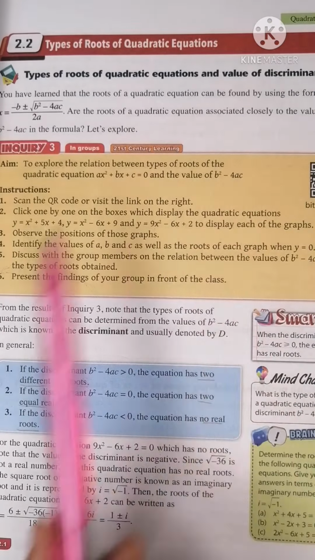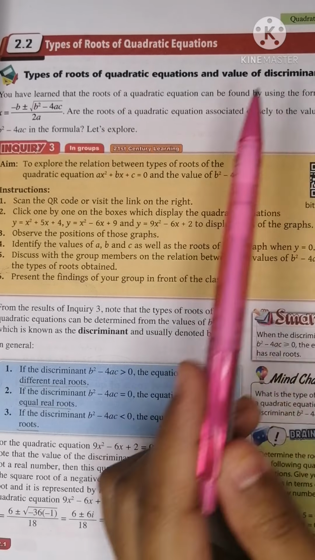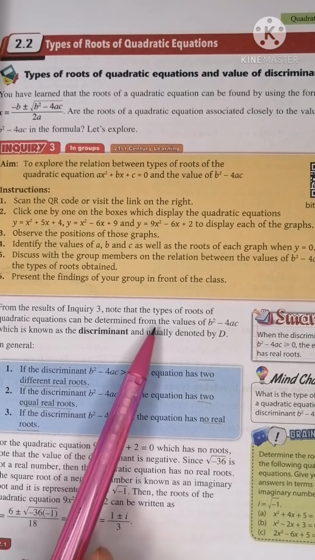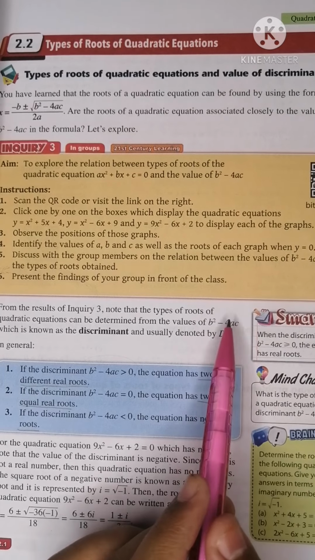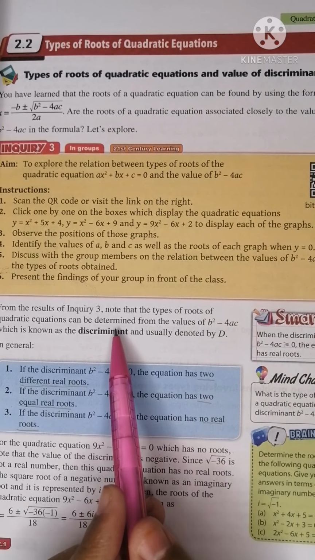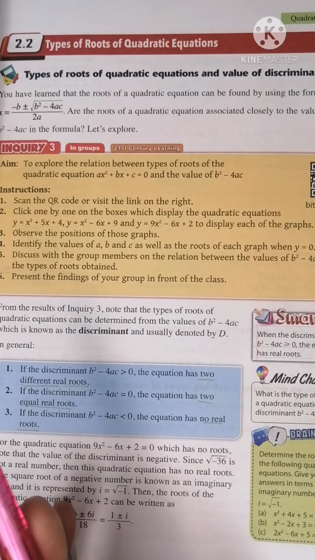Now, look at here, discriminant. What does it mean by discriminant? The discriminant is this one, b square minus 4ac. The b square minus 4ac, we call it a discriminant. The value of the discriminant will decide what types of roots the quadratic equation has.